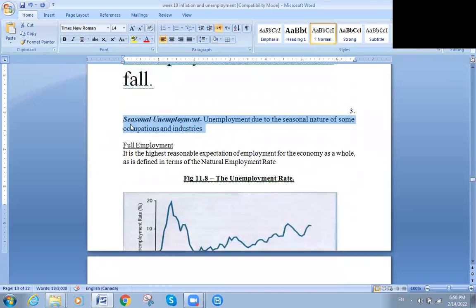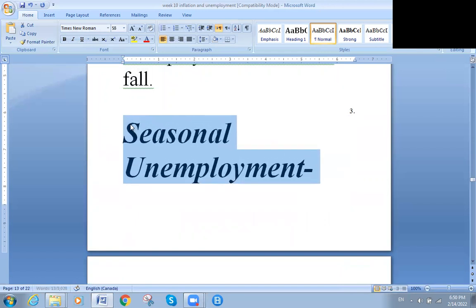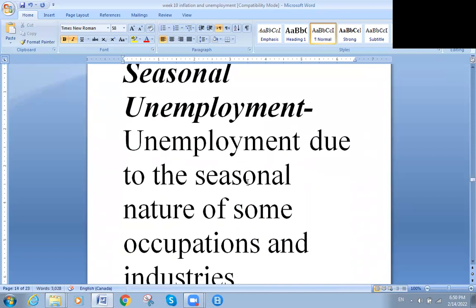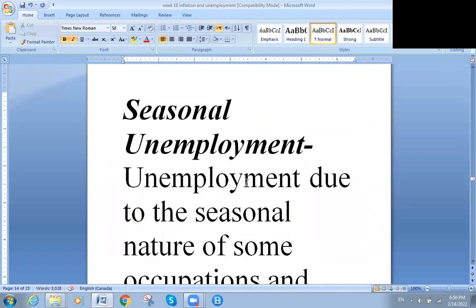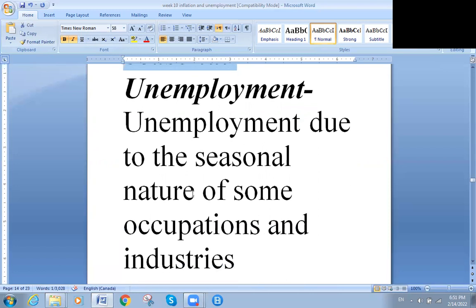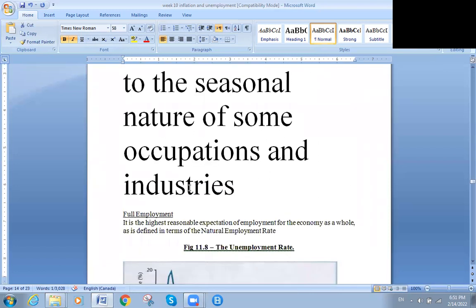Seasonal unemployment is usually in agricultural countries. It's related to some kind of crops, for example cotton. When people are harvesting the cotton, the unemployment rate is very low. People are working. But when the cotton season is gone, people don't find jobs. So we call it seasonal because it's based on season. The seasonal nature of some occupations and industries.